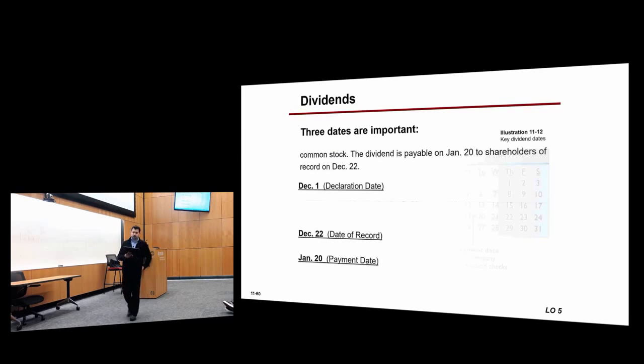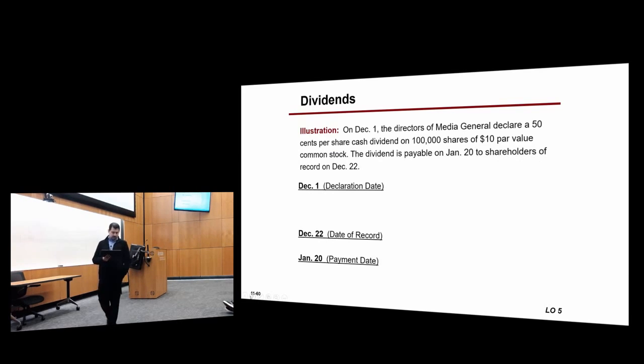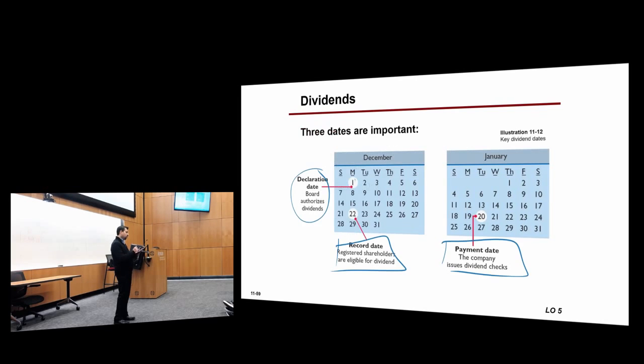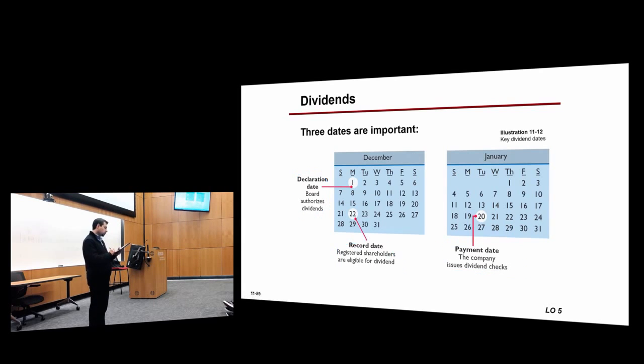On December 1st, the directors of Media General declared a 50 cents per share cash dividend on 100,000 shares of $10 par value common stock. The dividend is payable on January 20th to shareholders of record on December 22nd. Usually, between every date and the other, there are like 2 to 4 weeks. It just gives them time to actually update the records, prepare the payments, etc.